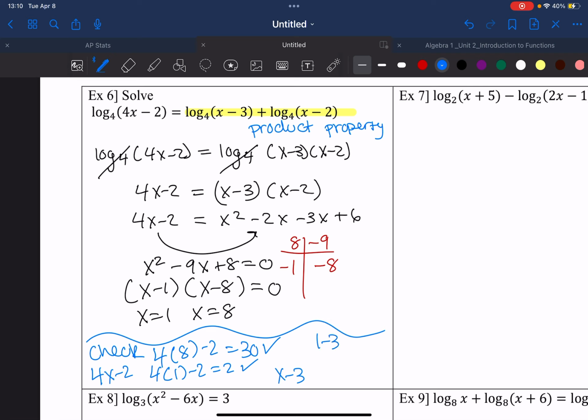Okay, now let's check x minus 3. Well, 1 minus 3 is equal to negative 2. That's bad, so it's not x is equal to 1. And then 8 minus 3 is equal to 5. That's good. And I still have to check x minus 2. So 8 minus 2 is equal to 6, which is good. So x is equal to 8.